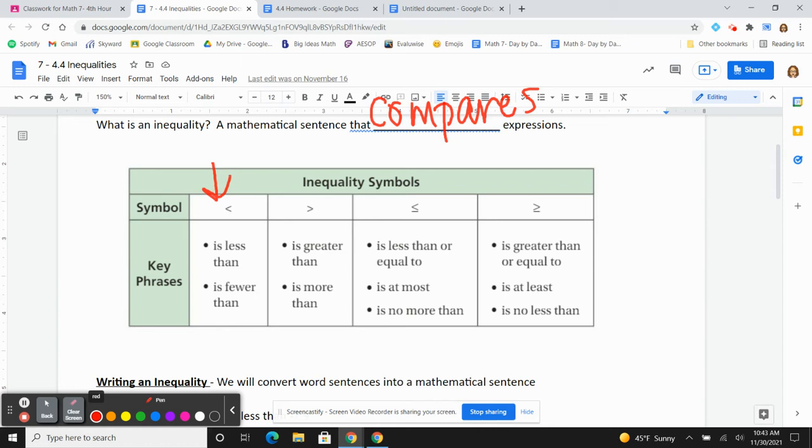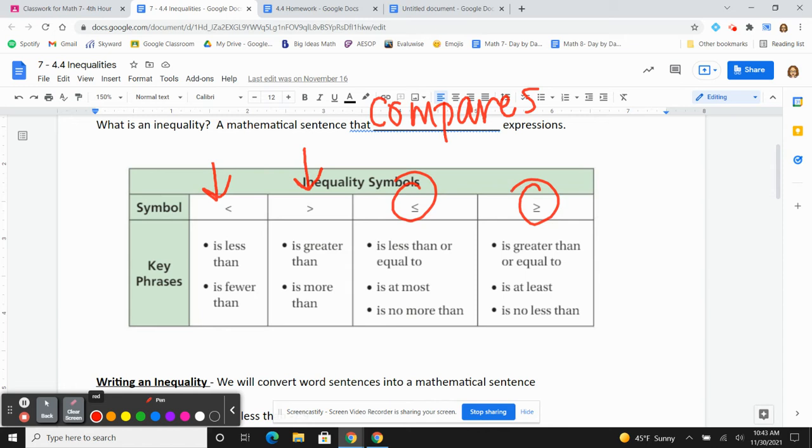I'll be honest with you, I still think about the alligator eating the larger number when I have to think about greater than or less than. You are totally fine to still use that if you think of it with the alligator like I do. Less than, fewer than, those are key phrases for when you need to use that. The next one is the greater than sign. Again, a key phrase is greater than or more than. But these two are a little bit different because they have that line at the bottom.